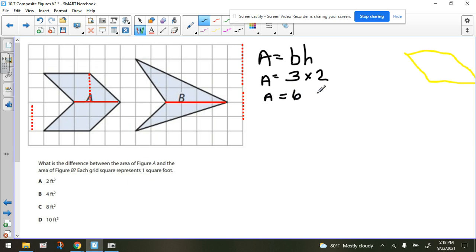Square feet. 6 square feet. Now this appears to be a mirror image of the same parallelogram. And you know how we said that this was 3? This appears to be 3 also, that base. And if we look at the height, that's also 2. So really we have 2 of those. So we can either write the same exact stuff again, or we can say to ourselves, well, we have 2 of those. So our total area is 12 square feet. That's for this entire thing.